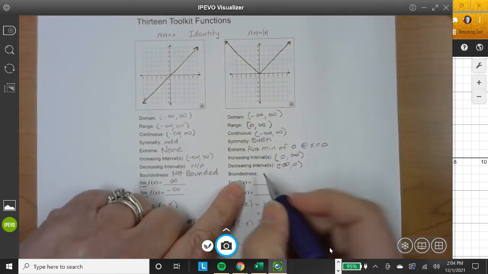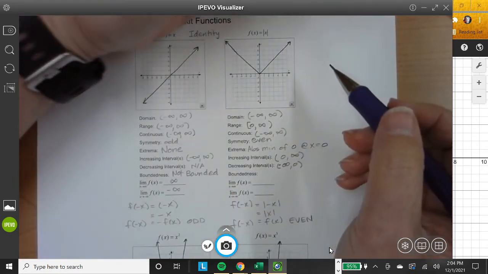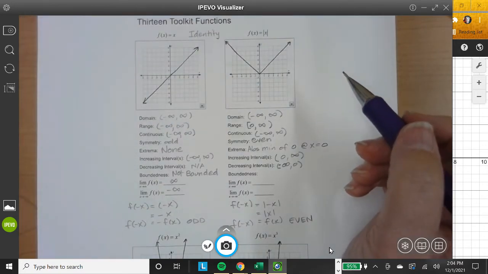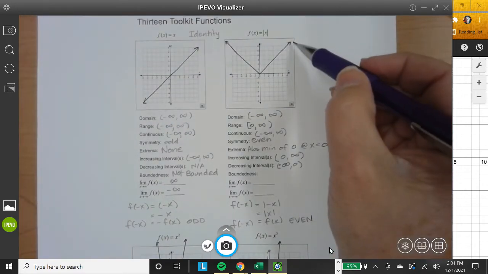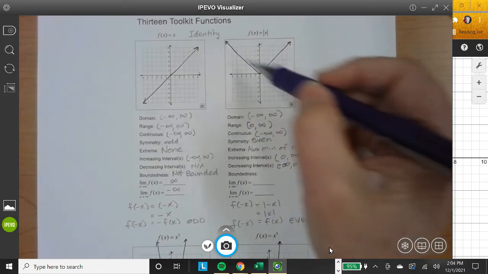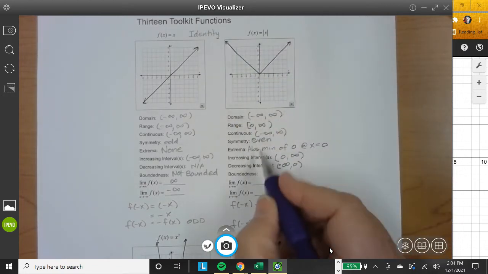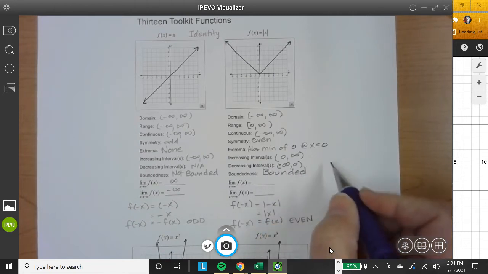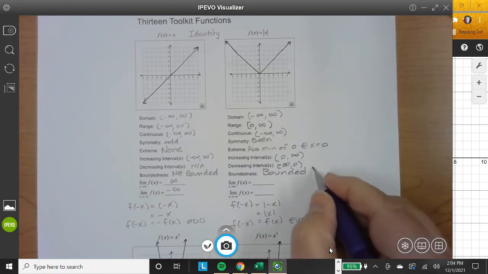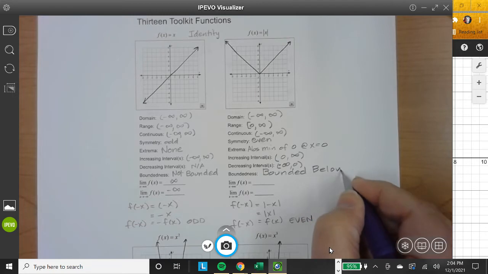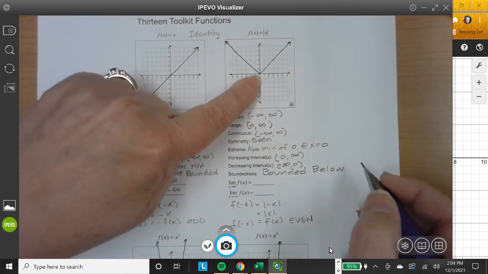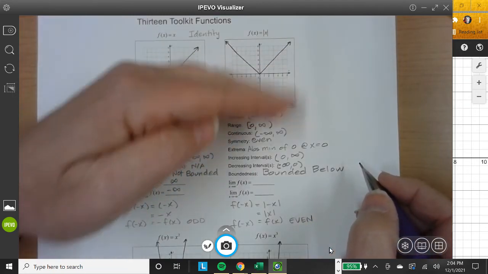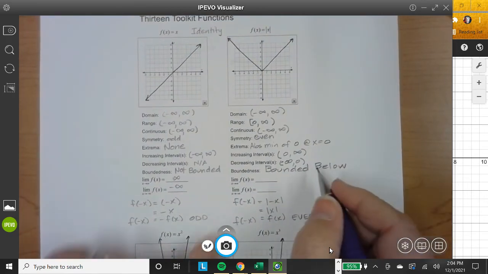The boundedness. Now, this function is not bounded from above, because I have y values that want to go to infinity. But it's bounded below, because there is a bound below which the y doesn't go, right? So it's bounded from below because I have a low y value of 0, and there's nothing else below that. All right, the end behavior limits.